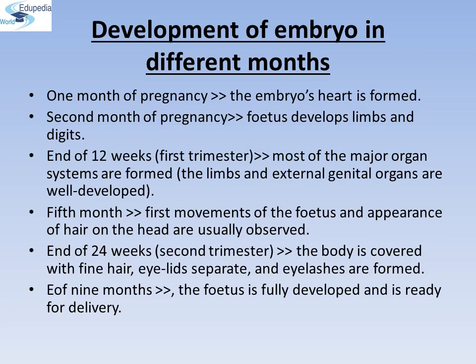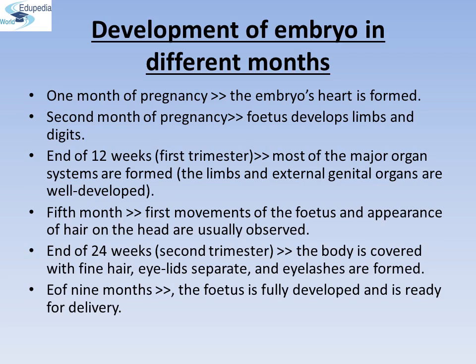By the end of the second month of pregnancy, the fetus develops its limbs and digits. By the end of the 12th week, the first trimester, most of the major organ systems are formed. For example, the limbs and external genital organs are well developed during this stage. The first movements of the fetus and appearance of hair on the head are usually observed during the fifth month.